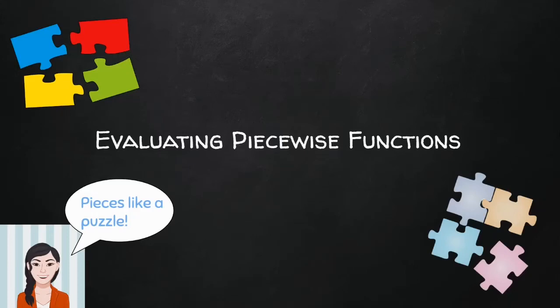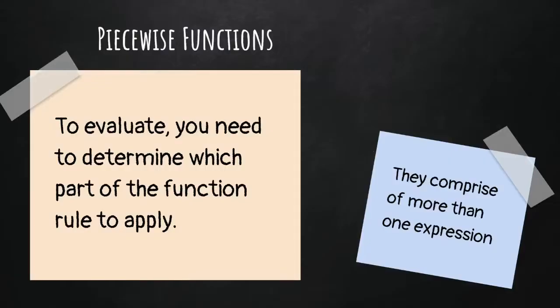Today, let's talk about evaluating piecewise functions. A piecewise function, just keep in mind, does comprise more than one expression. So think about having multiple pieces together as one function. And in order to evaluate, you need to determine which part of the function rule to apply. So let's look at a few examples together.